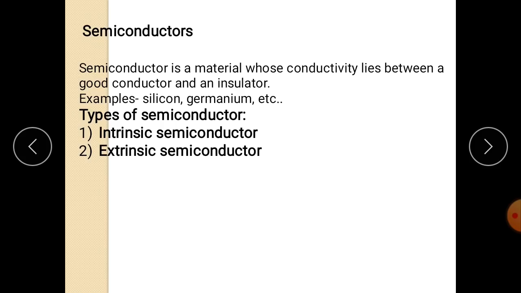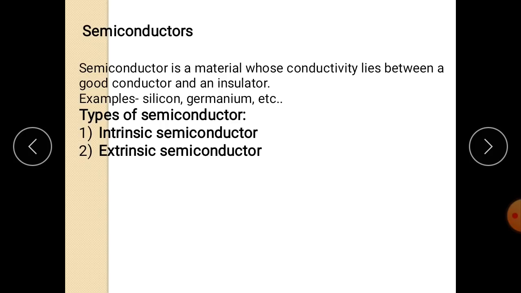Semiconductors. As a definition, a semiconductor is a material whose electrical properties lie between a good conductor and an insulator. Means its conductivity lies in between a good conductor and an insulator. Also, its resistivity lies in between a good conductor and an insulator.